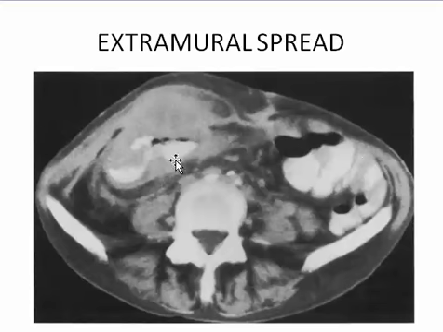Now, sometimes we can get a tumor of one of the intestinal loops and then extension outside. This is called extramural extension of malignancy. Extramural extension of the malignant process.